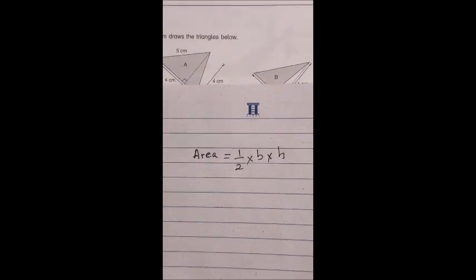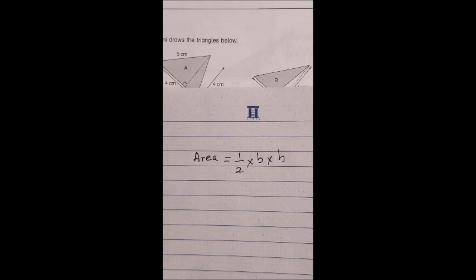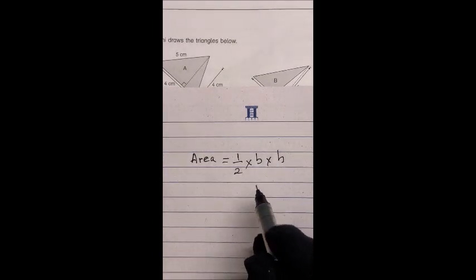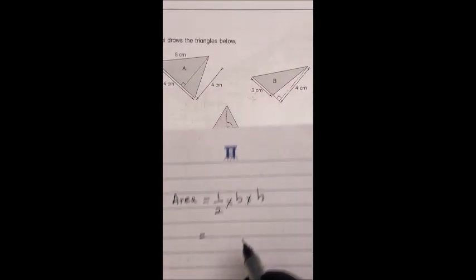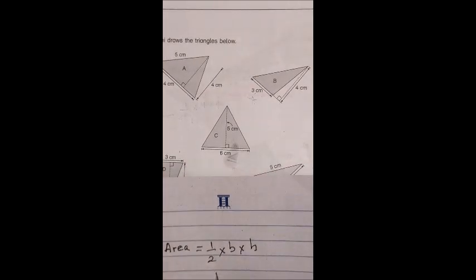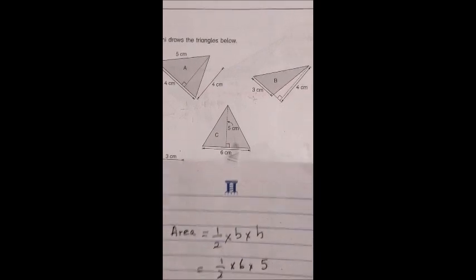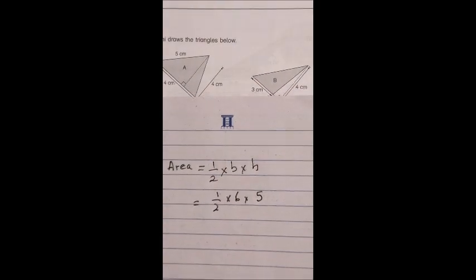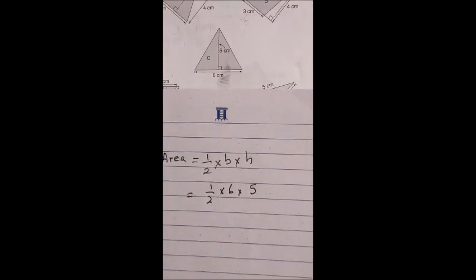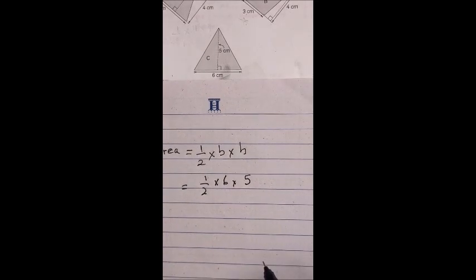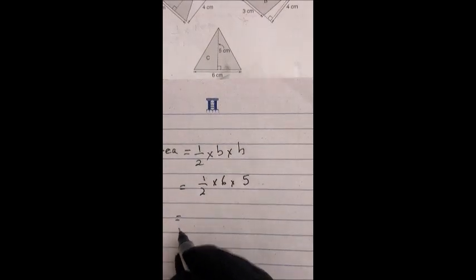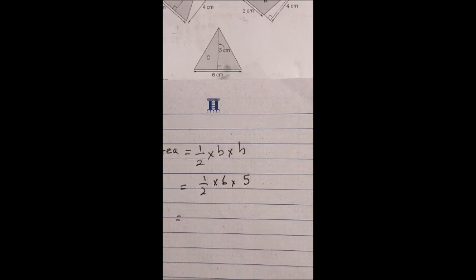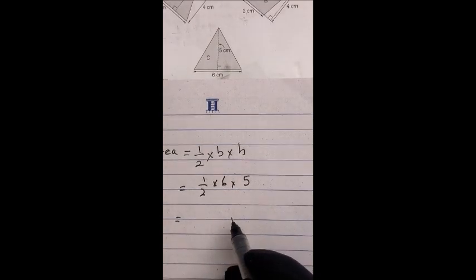All right, now this is better because you can all see now. First we're going to write half into base, which is 6, and the height is 5. Half into base into height. Let me show you the figure also, and let's do the working as well. So the area is simple. You can find out the area by just following the formula.